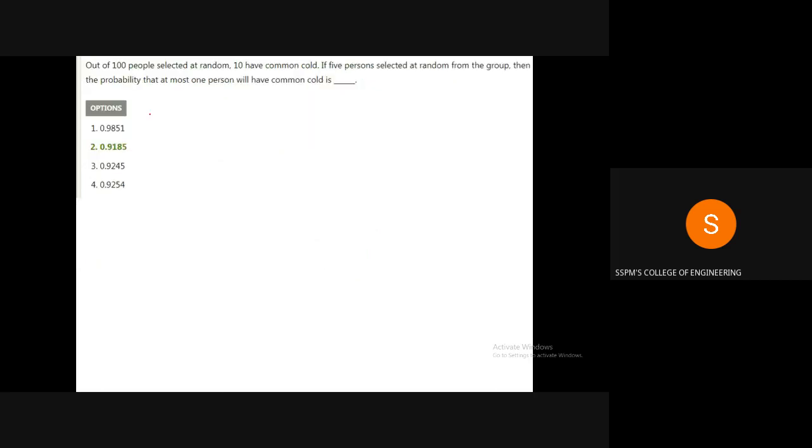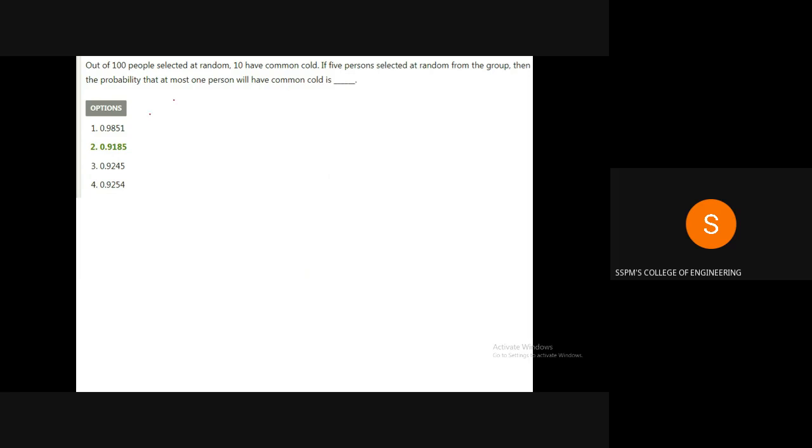Next question is: out of 100 people selected at random, 10 have a common cold. If 5 are selected at random from the group, then the probability that at most one person will have a common cold is, so you have to find this.